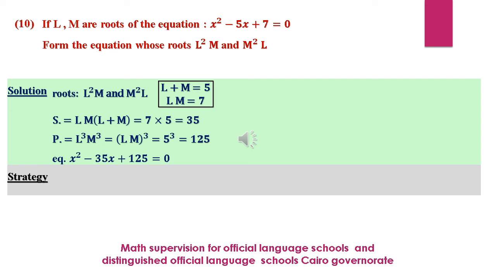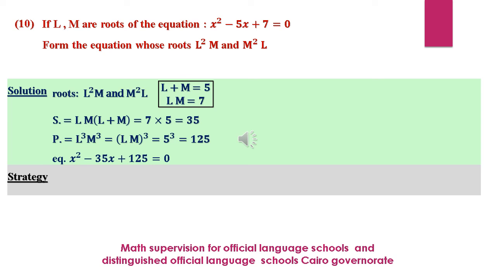L and M are two roots of the equation x squared minus 5x plus 7 equals 0. Form an equation whose roots are L squared M and M squared L. L and M first are two roots of this equation. Therefore, L plus M equals 5 over 1 and LM equals 7 over 1.